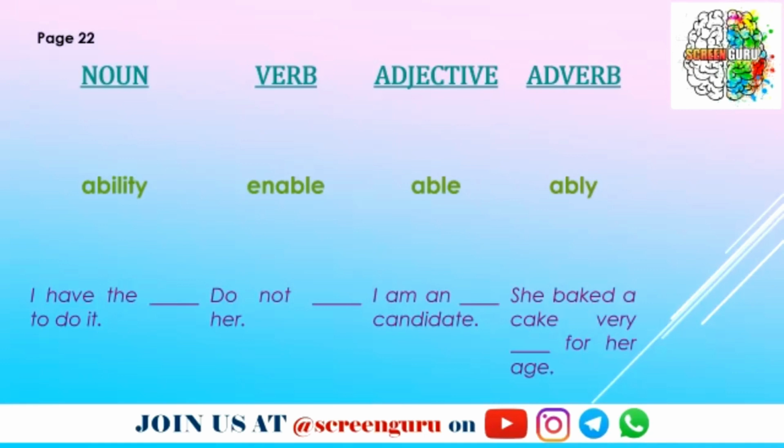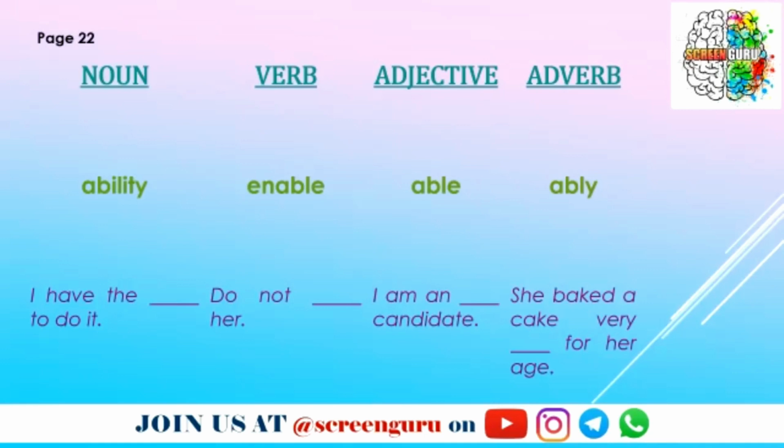Now, when we want to make the adjective, it can be a little confusing as you rarely use this adjective, in the sense that I am an able candidate. You usually use I am a good candidate, I am a well-suited candidate, I am a perfect candidate. But with rare words like these, you can really make a good impression. This is where this whole concept comes into consideration. I am an able candidate. As for the adverb, you have to add ly. She baked a cake very ably for her age.